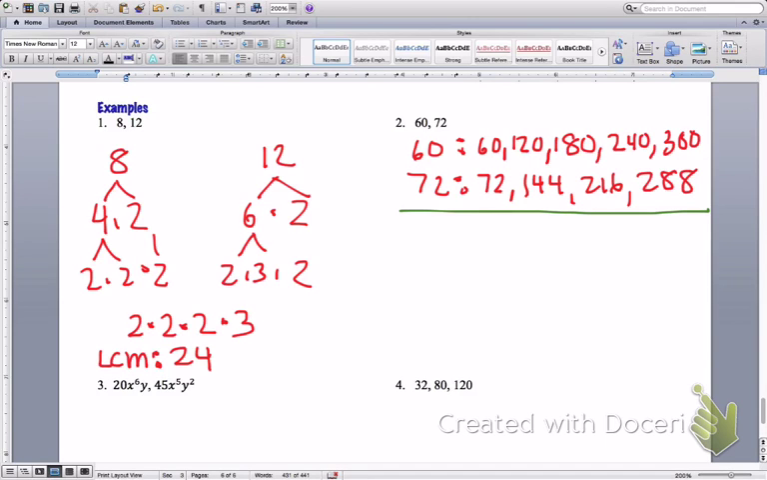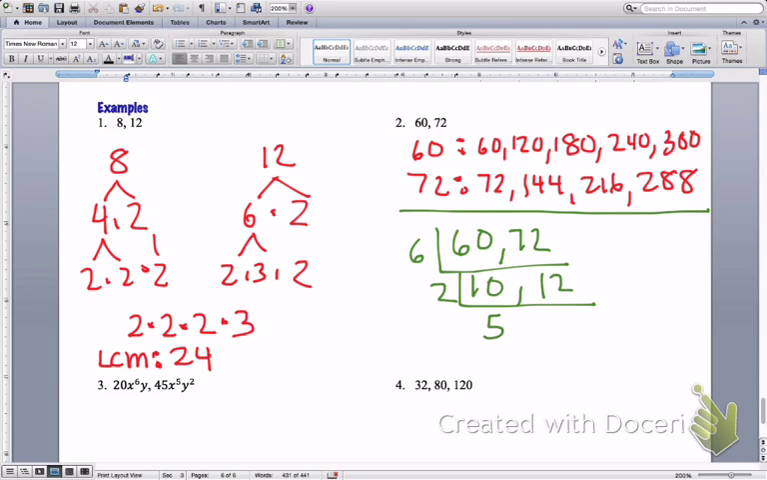I'm going to do the ladder method, which again is very nice for larger numbers because usually the ladder doesn't get very large. So I'm going to go ahead and say, oh, I can divide these by, let's say, 6. So 10 and, that's not going to work for 10. 10 and, let's say, 12. All right, let's go ahead and divide one more time. I can divide by 2. That's going to give me 5 and 6.